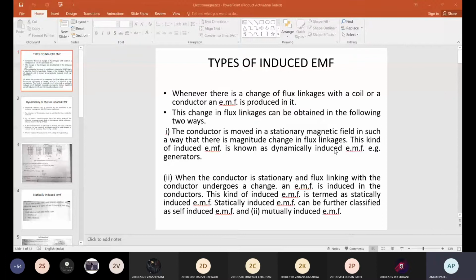Now today we'll see types of induced EMF. Someone asked me whether we are considering velocity or not, so that we will see today: in which case we are considering the velocity. In induced EMF, we will see two cases: dynamically induced EMF and statically induced EMF.